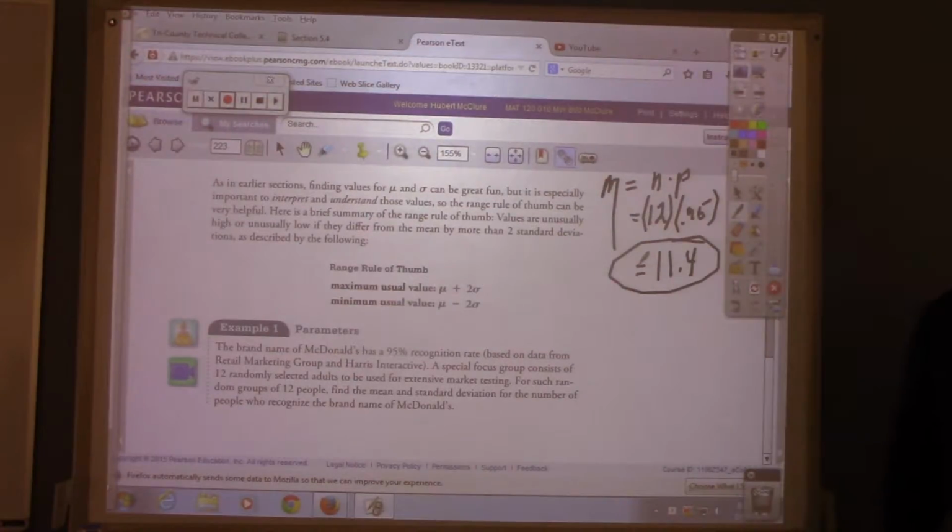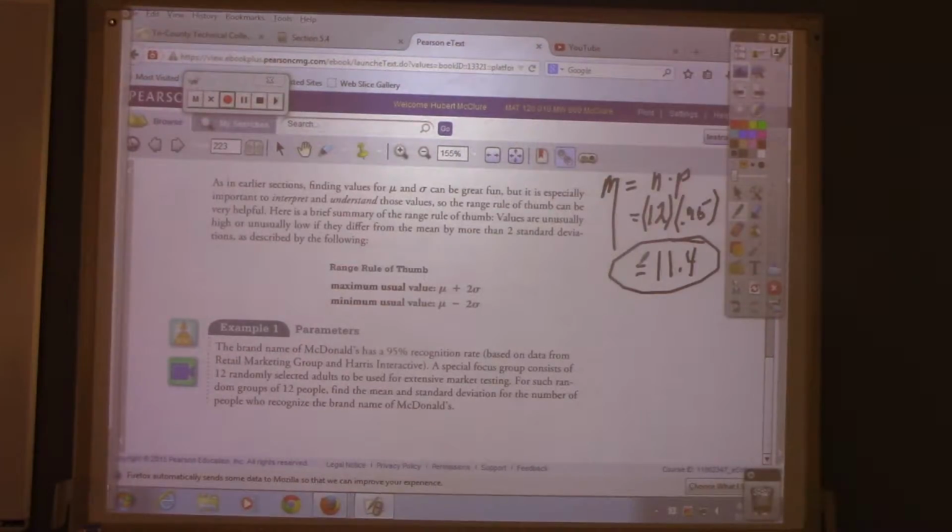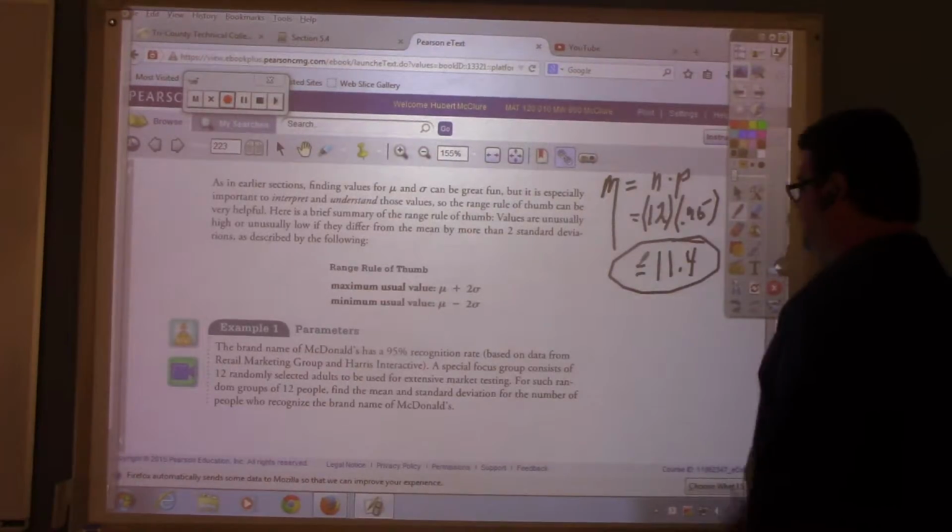Well, if you take any 12 people, you go out in the hallway and pick out 12 people, 11 of them are going to recognize the logo of McDonald's. Isn't it getting pretty close to 12? Yeah, it is. All right, so let's go ahead and get our standard deviation.